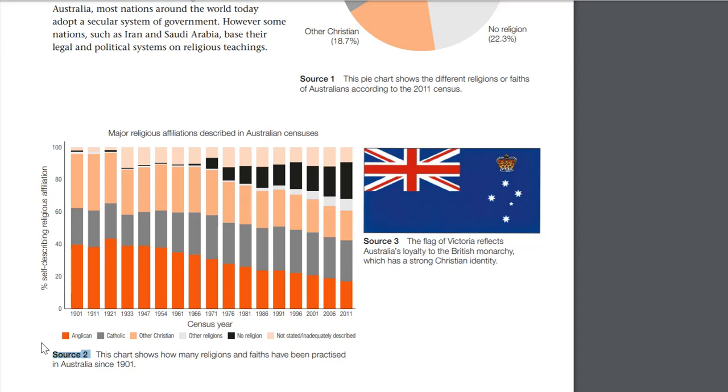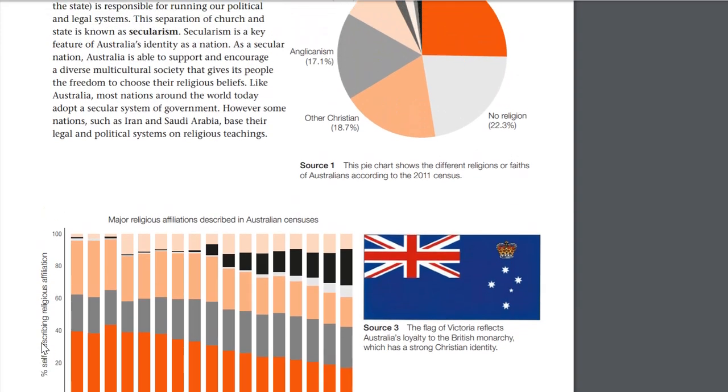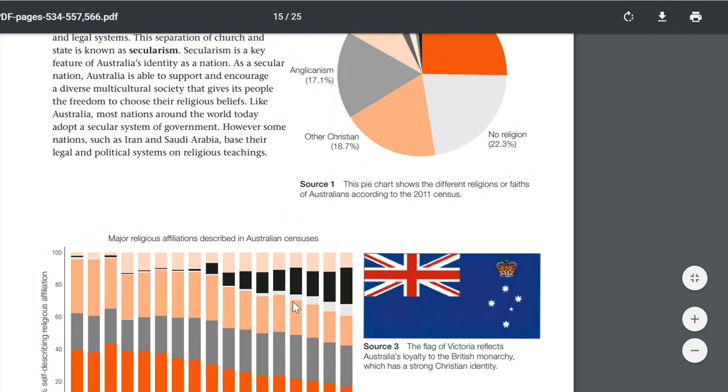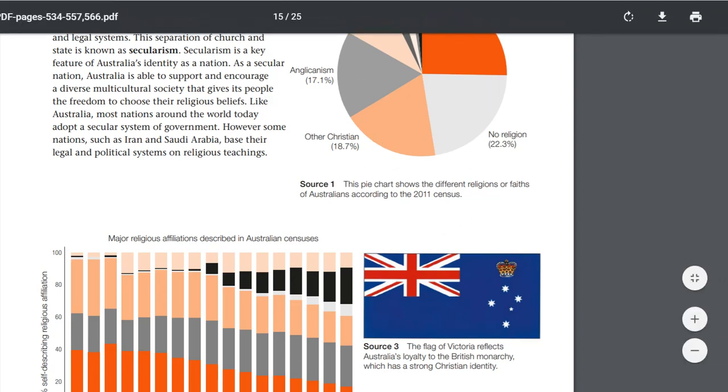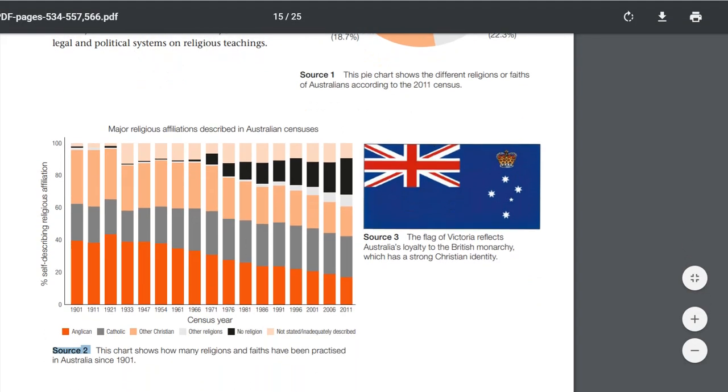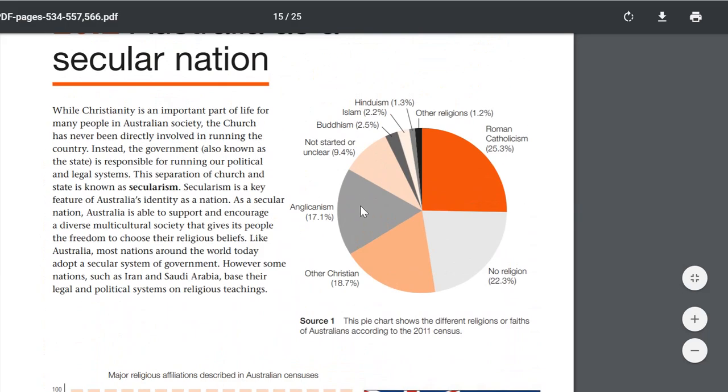This chart shows how many religions and faiths have been practiced in Australia since 1901. Both of these sources, source 1 and source 2, are looking at religion in Australia. One, however, is only looking at 1 year. This is just looking at 2011. However, if you look at this chart, along the x-axis we can see that they are talking about the census year. So we have data on 1901, 1911, 1921, all the way up to 2011. This bar here is the same data as the bar that's up here.